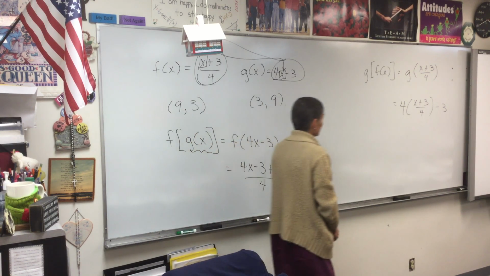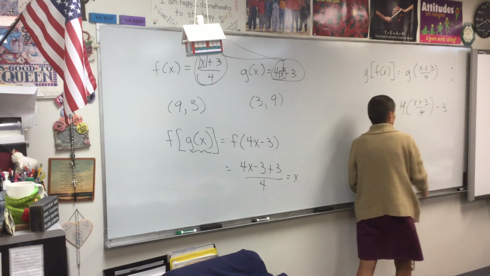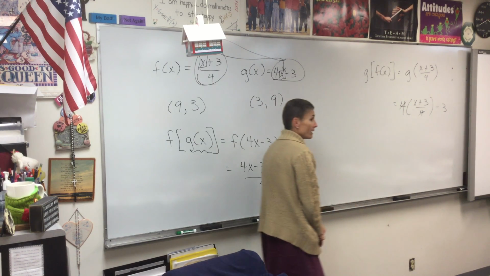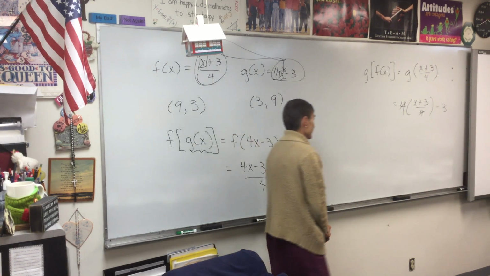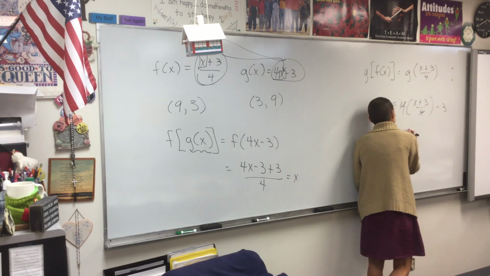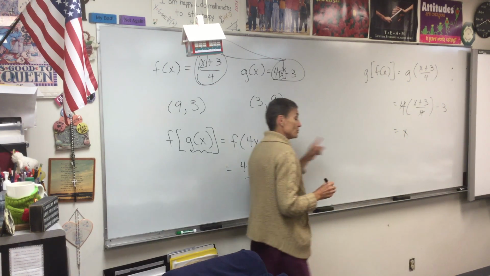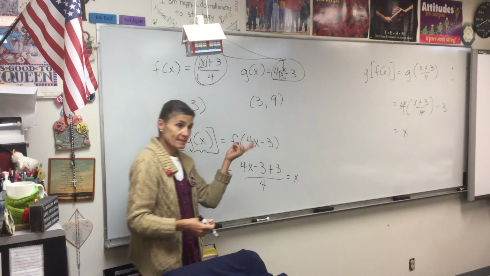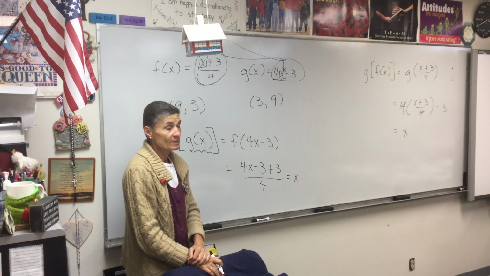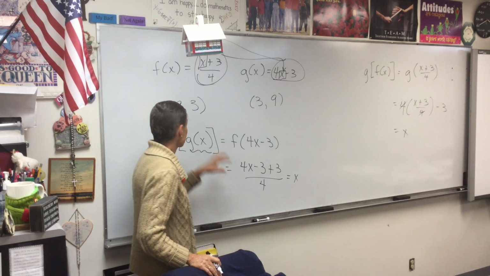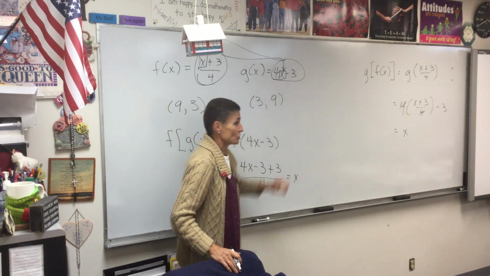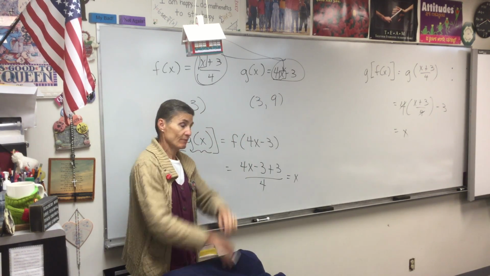Don't get freaked out. Don't these cancel? What do we got? X. That's your proof. If you don't get X both times you do this, then you either made a mistake or you don't have the inverse. This is how you prove things are inverses. You build the compositions and end up with X. Everything should cancel out.